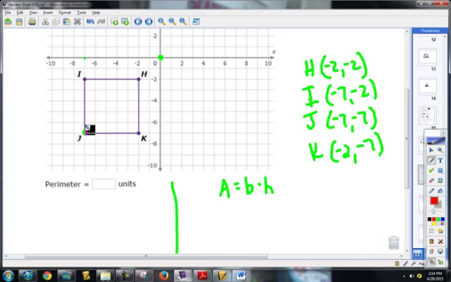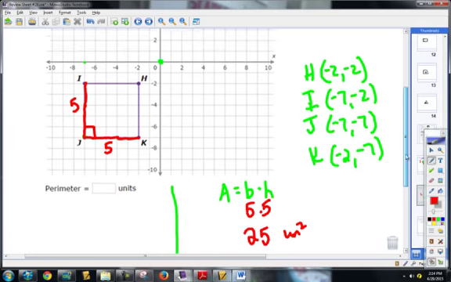Okay, so let's count the base and the height. There's my right angle. So we got 1, 2, 3, 4, and 5 is my base. And my height's going to be 1, 2, 3, 4, 5. So I just have a 5 by 5 square. So that's going to be 5 times 5, which is going to be 25 units squared. Okay, so you had to find the area of that. You didn't have to, but I'm making that part of it now.